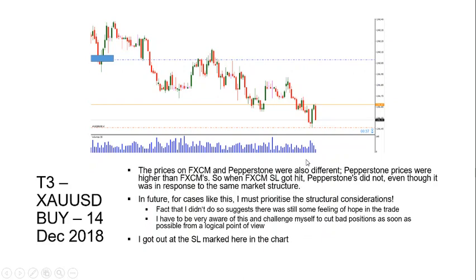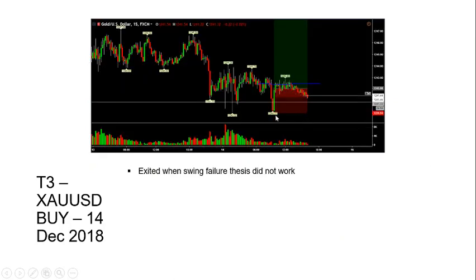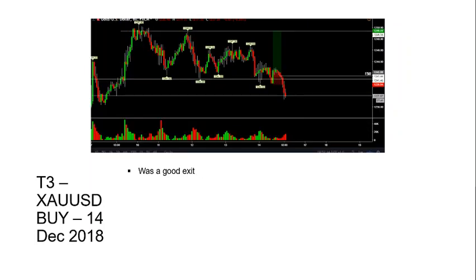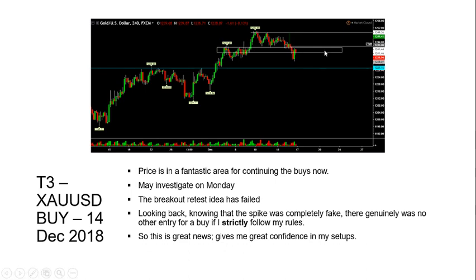Yep. So I got out at this SL over here. And that was exactly when the swing failure thesis didn't work because there was no strong reaction up by the buyers, and it actually broke down. Now, it was a good exit, and I'm still interested to buy this, I think. So I'll have to check with some other stuff. But price is still in a pretty good area, and if this was just a big swing failure kind of thing, trapping some people over here, once it breaks these lows, that retest over here may be a good entry for a buy all the way up to this top white line still.